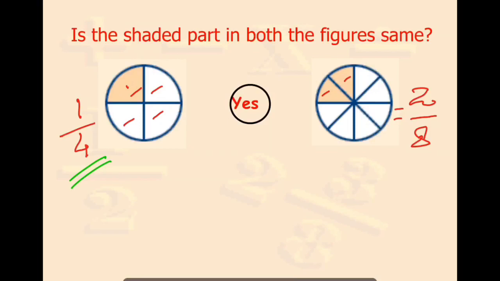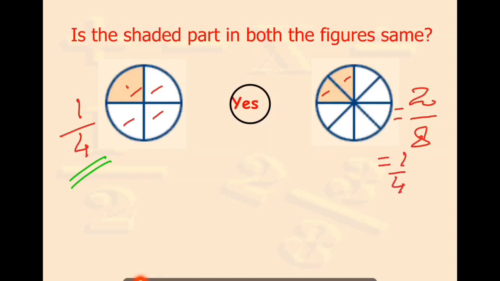2 by 8. Here, when we divide this, or when we convert it into the lowest form, then what are we going to get? The HCF of these two numbers is 2. So when we divide it by 2, what do we get? 2 1s are 2, 2 4s are 8. So basically this fraction is what? This is also your 1 by 4.